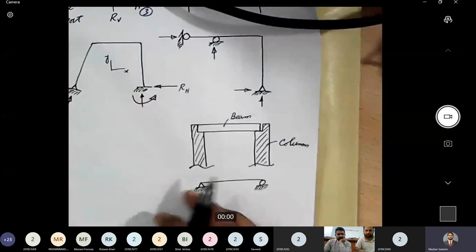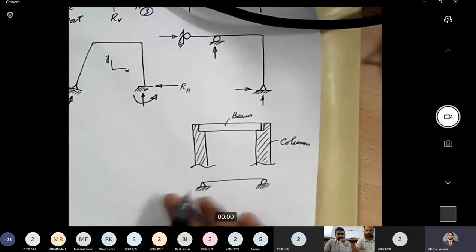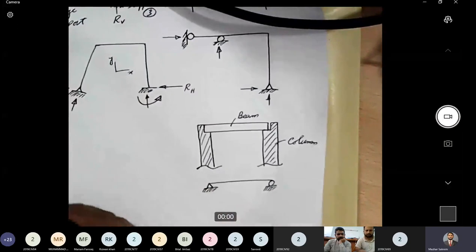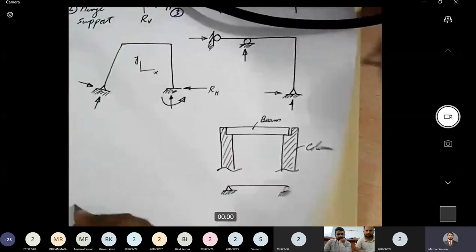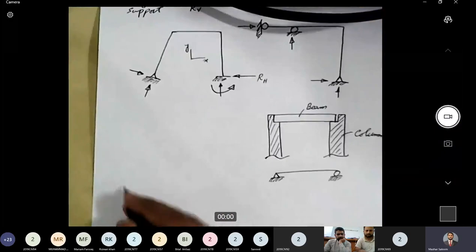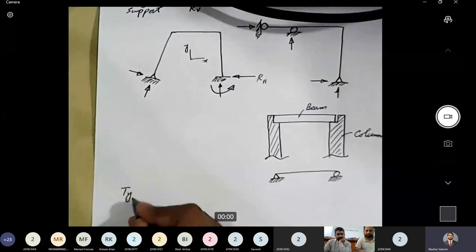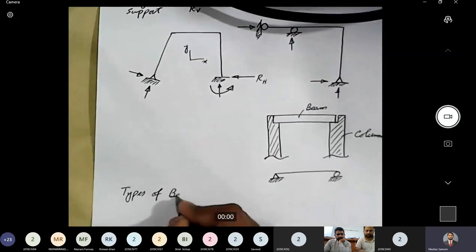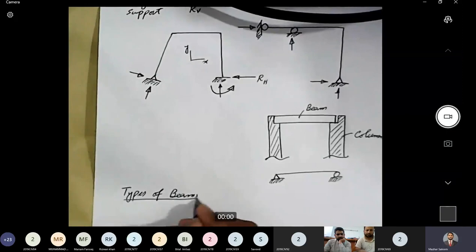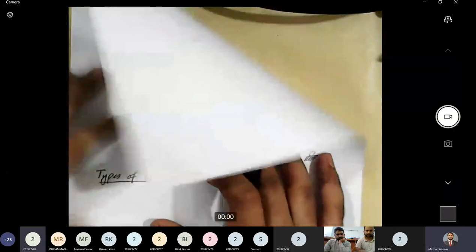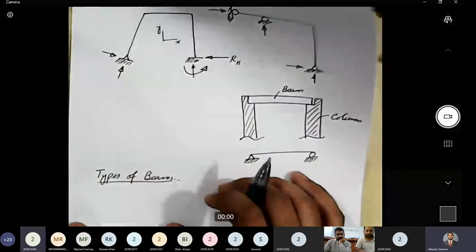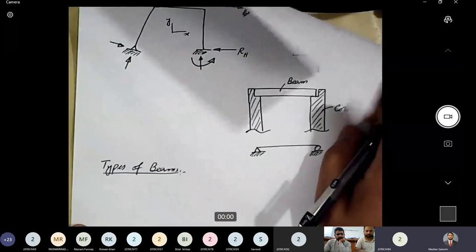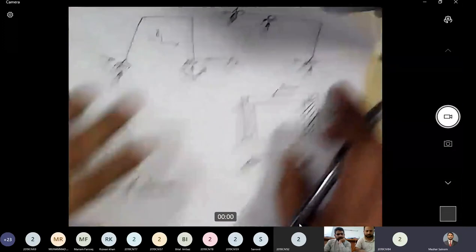All right. After this, let's move to different types of beams. These types of beams depend upon their end conditions or supports. Excuse me, sir. Yes, please go ahead. Sir, could you explain the gap point again? I did not quite understand it. Okay, the gap in the beam.